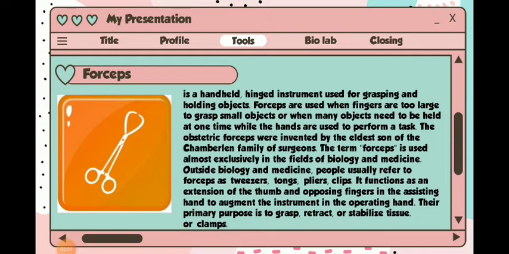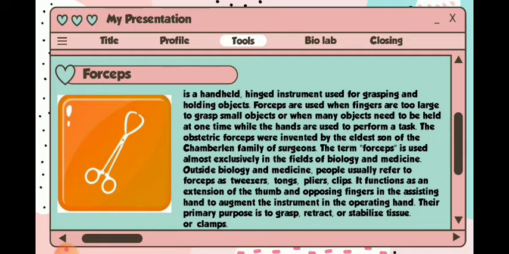The next one is a forceps. It's a handheld hinged instrument used for grasping and holding objects. Forceps are used when fingers are too large to grasp small objects or when many objects need to be held at one time while the hands are used to perform a task. The obstetric forceps were invented by the eldest son of the Chamberlain family of surgeons.